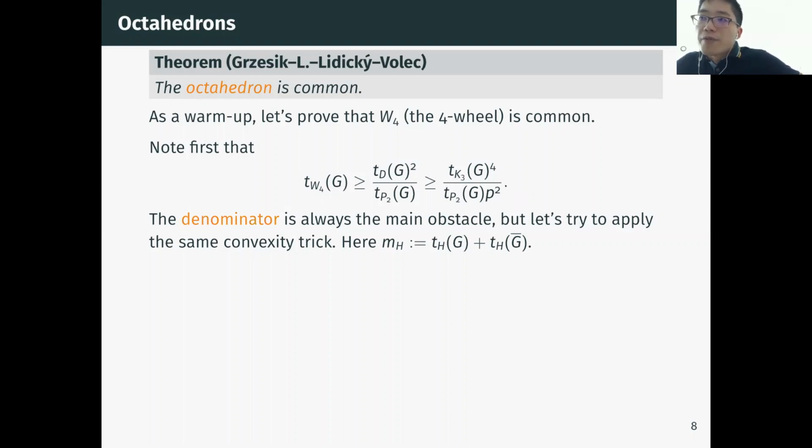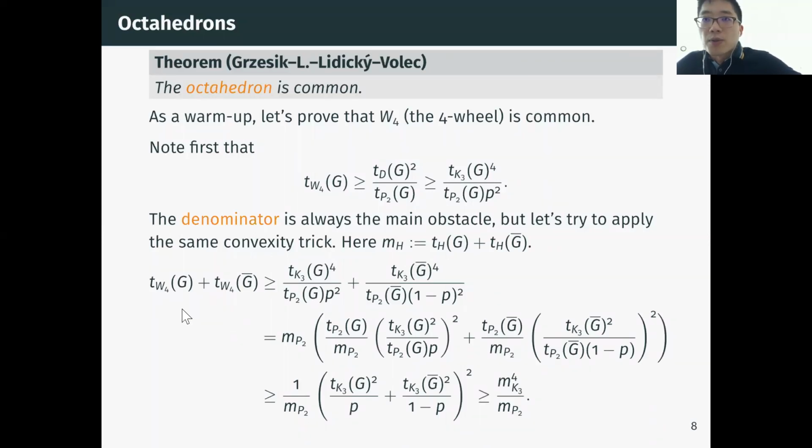But let me just rephrase this a little bit first. Let M_H be the monochromatic copies of H in this 2-coloring. So this is my notation. Here it depends on the choice of my G, but let me just suppress that to simplify things a little bit. Okay, then what I have is this inequality. Here I just apply this inequality for G and G bar. And then I again did nothing but just pulling out these monochromatic path of length 2 counts.